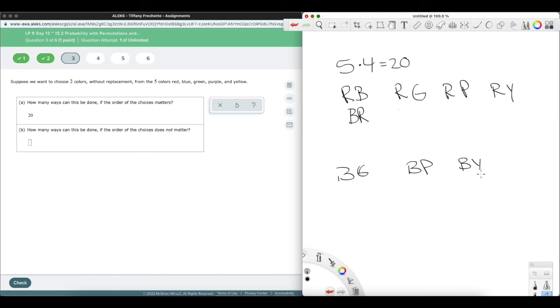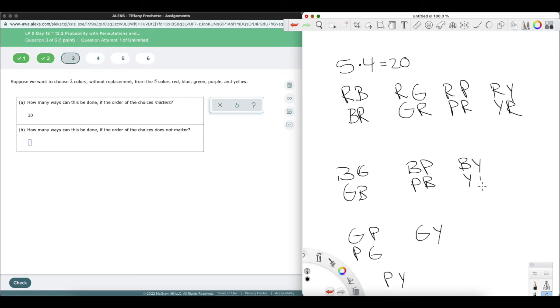If I choose green for my first one, then it could be green and red, green and blue, green and purple, or green and yellow. If I choose purple for my first one, then I could have purple and red, purple and blue, purple and green, or purple and yellow. If I choose yellow for my first one, I could have yellow and red, yellow and blue, yellow and green, or yellow and purple.